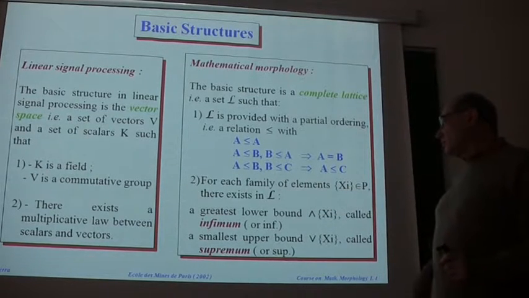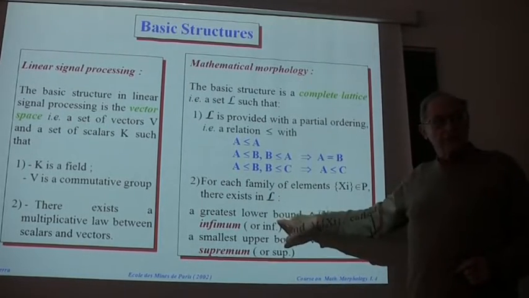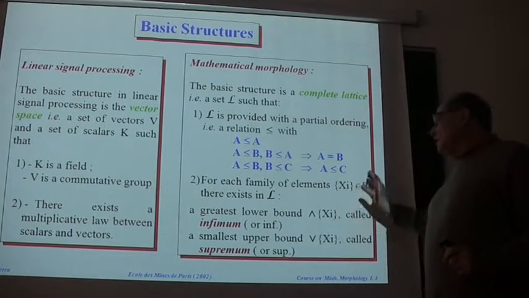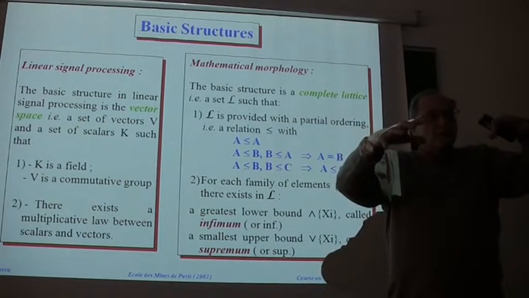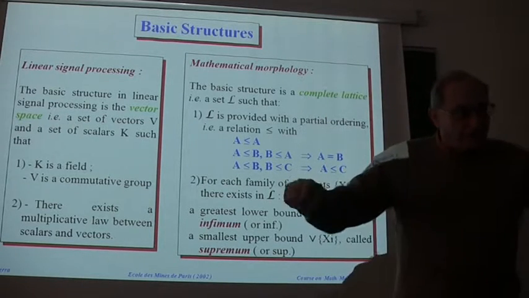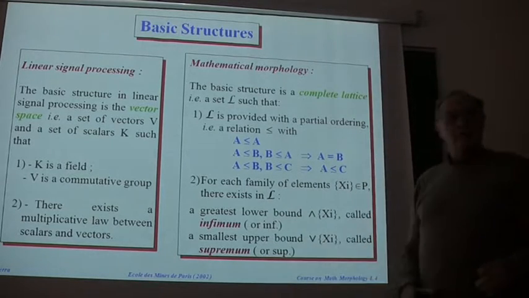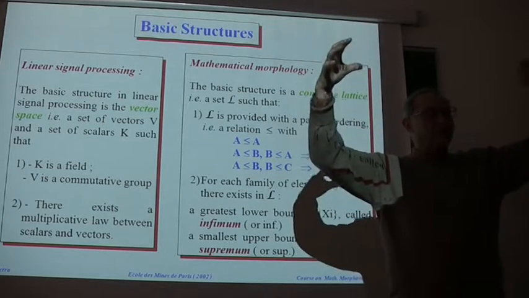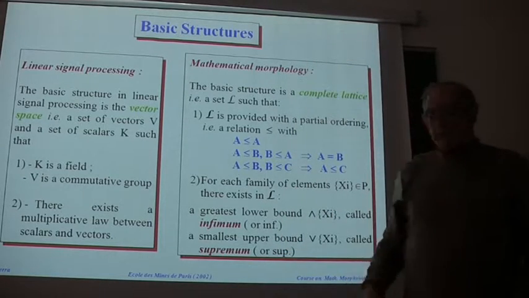And the second law, which is different from the first, you may have the first and not the second: for every family of elements that you take in your lattice, you always have an infimum, which is the greatest lower bound. You take all the things which are smaller than each element, and among them there is a greatest one. And the same for the supremum. You take all the elements of the lattice which are larger than each element of your family, and then you take the smallest one, which is the supremum.